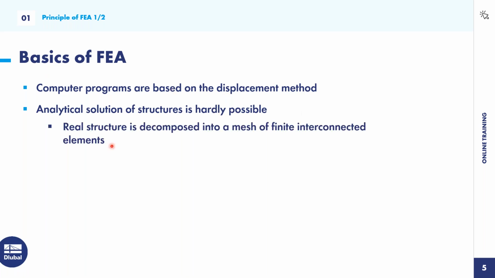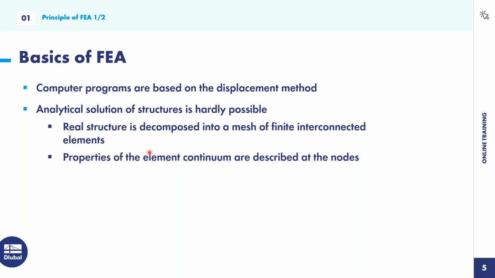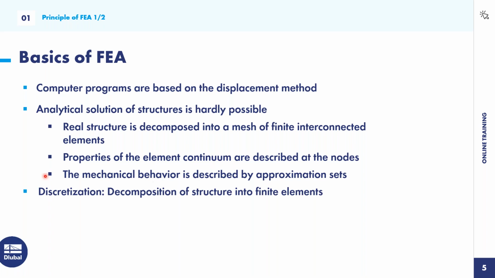So what you can do is decompose the real structure into a mesh of finite interconnected elements. For every element continuum, there are properties which are described at the nodes, and then the mechanical behavior is described by approximation sets. Be aware that the finite element analysis is just an approximation of solutions or results. The most important point is the discretization. So what is discretization? It's a decomposition of the structure into finite elements. This is one of the most important steps in doing a finite element analysis.